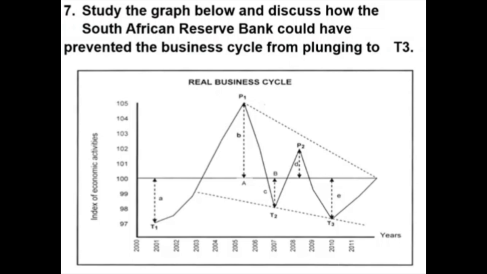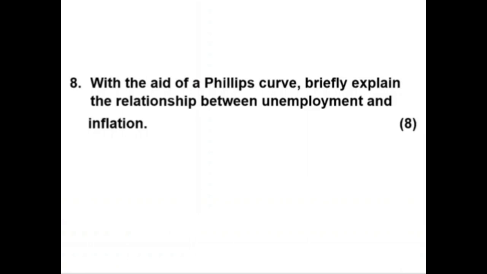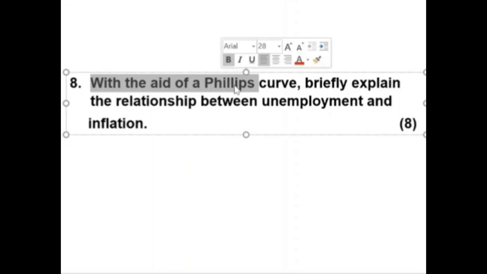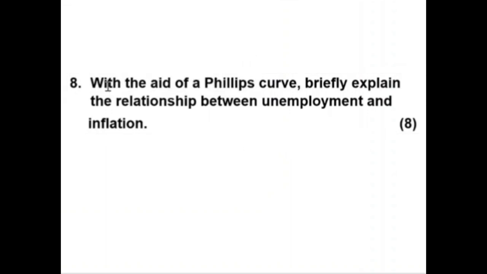Skipping through that one. Check here. Oh, I asked this in the first term for my learners as well. With the aid of the Phillips curve. Pause there. What do you know about Philip? Philip doesn't have a job. So if Philip doesn't have a job, inflation is curbed. But if Philip gets a job, then inflation will also rise. So what are they asking? Use the Phillips curve to explain the relationship between unemployment and inflation.